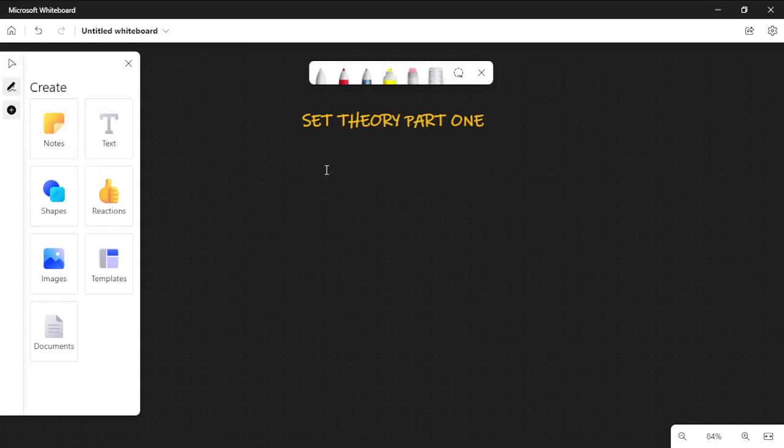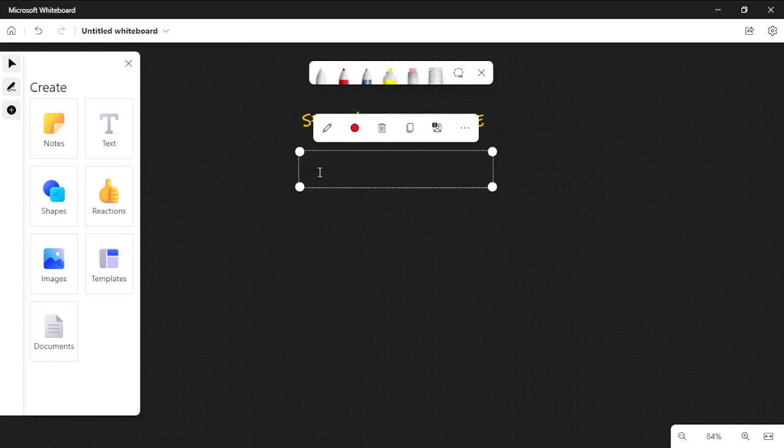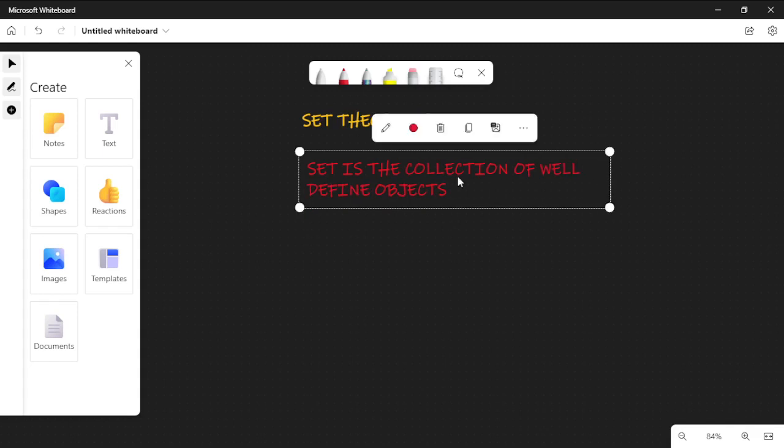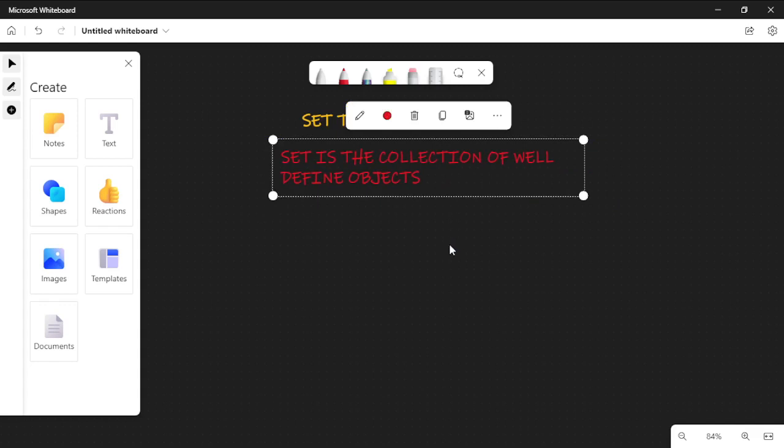So what is a set, if somebody asks you? Very simple. When I say a set, what are they simply talking about? A set is a collection of well-defined objects. So this is what we refer to as a set. Do you get this now? When you say a set, you are talking about a collection of well-defined objects.